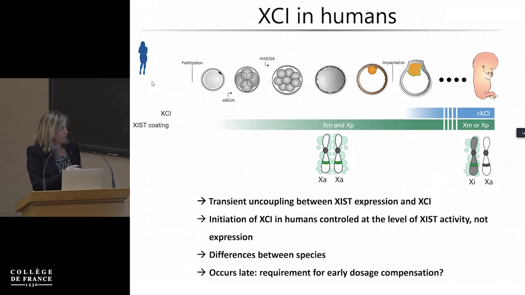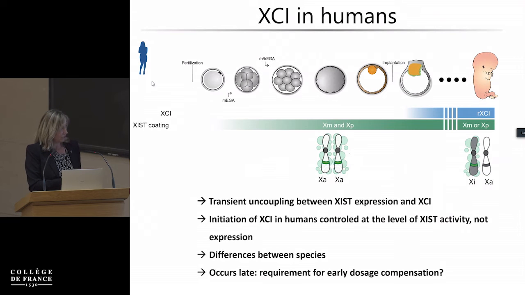So first, that in human, which is completely different from what we had learned in the mouse, there is a transient uncoupling between XIST expression and X chromosome inactivation. It also tells us that the initiation of X chromosome inactivation in human is controlled at the level of XIST activity, but not at the level of XIST expression, which is also very different from what is happening in the mouse. So even though X chromosome inactivation is an essential process in mammals, the final stage is reached through very different routes.